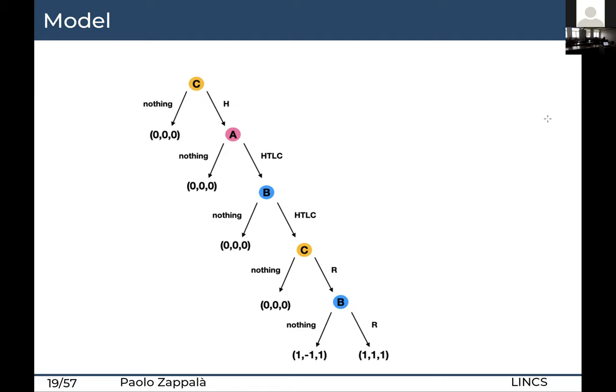This is a simple case, and the key point is that within our model we set to zero if nothing is happening, something above zero if it gets a better asset, or minus one if it loses something.